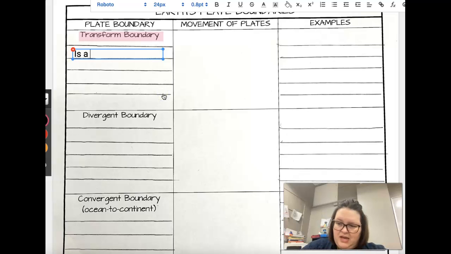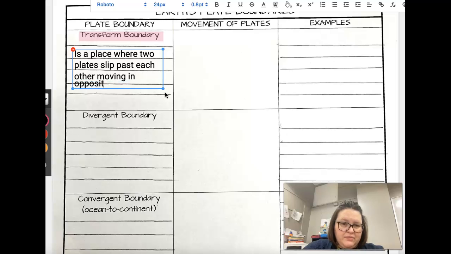Okay, is a place where two plates slip past each other, moving in opposite directions.